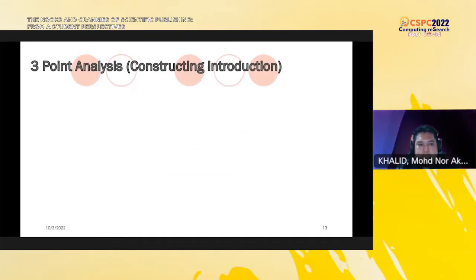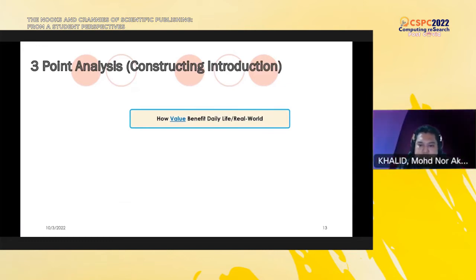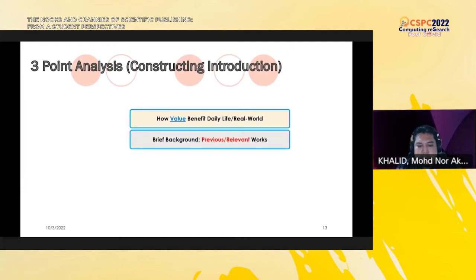And then from the 3 point analysis as well, you can also construct your introduction. So let's say you have the value just now, right? You can discuss how this value benefits daily life or your work as the starting point of your introduction. And then give a brief background, maybe focusing on certain very key works or key literature from your domain.